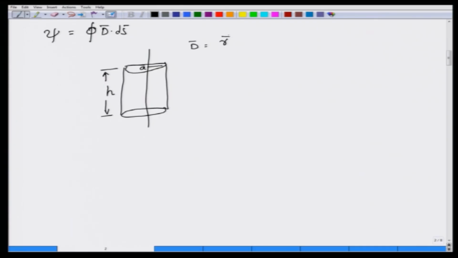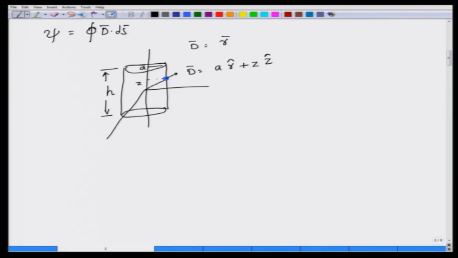What is r? r is the position vector. So, if you take this as the origin, r is the position vector. So, at the surface of the cylinder, which is at this point, the corresponding value of D will be equal to a times r hat. r hat is the unit vector in the radial direction. So, this is the vector that I am going to consider: a times r hat plus z z hat, where z is this height z. And on this surface you need to find out what is the D field.